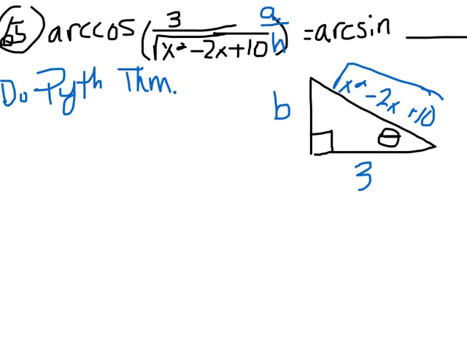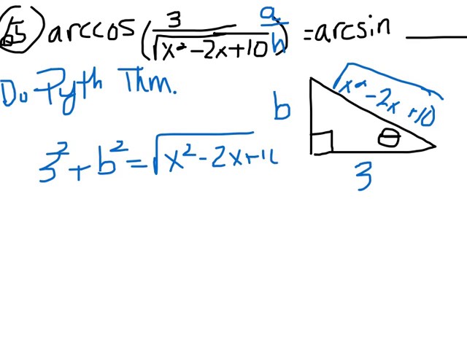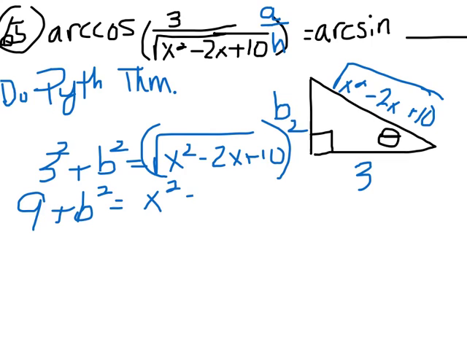Okay, so if I do the Pythagorean theorem, 3 squared plus b squared equals x squared minus 2x plus 10. Because a squared plus b squared is c squared, right? I just took away the radical. Oh yeah, I see what you're saying. So I'm doing it wrong? No, you're fine. I just didn't... like I said, my brain is working a little behind. It's out of sync today with the mouth.